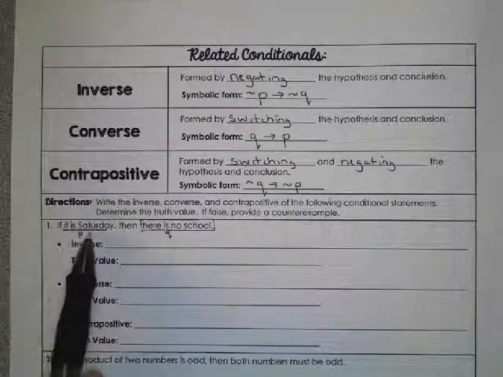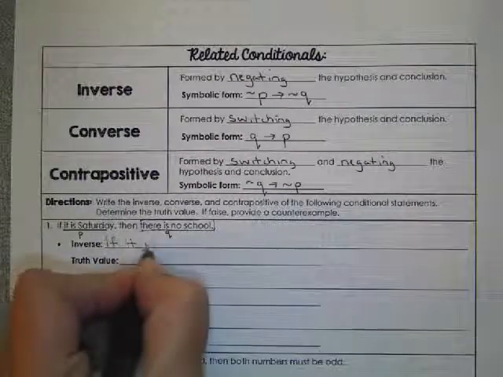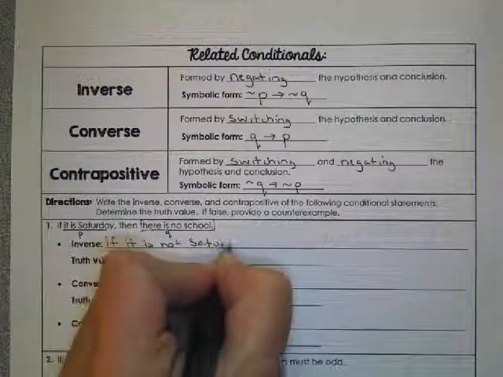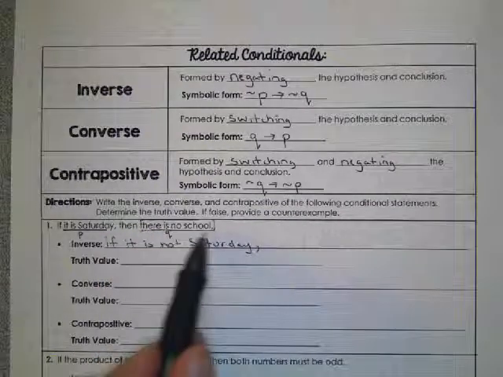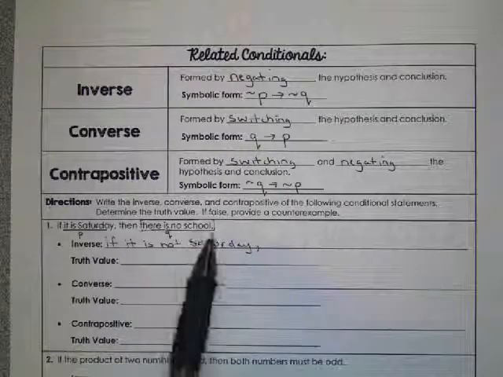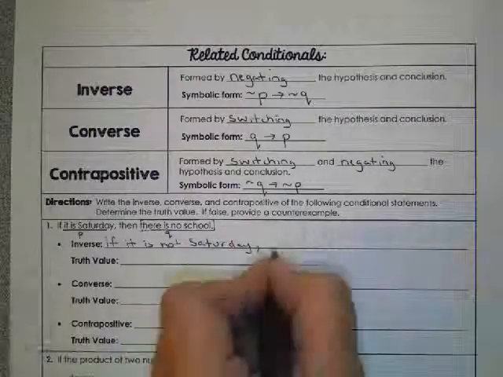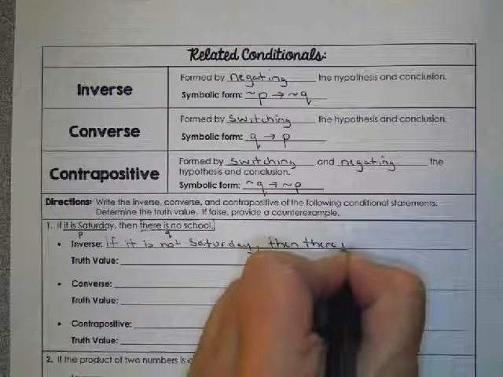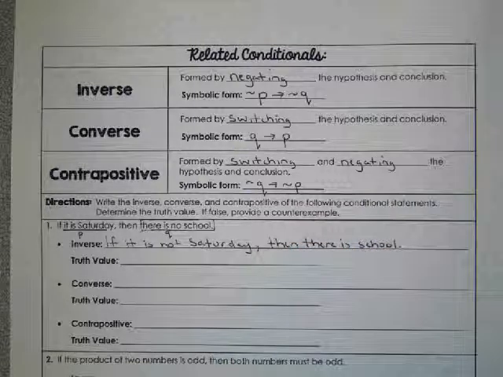So the inverse means negate. So if it is Saturday, negating would mean if it is not Saturday, then there is no school. So to negate this one, you don't want to say there is not no school. We would just say then there is school. So we take out the no. So negating really means give it the opposite meaning.